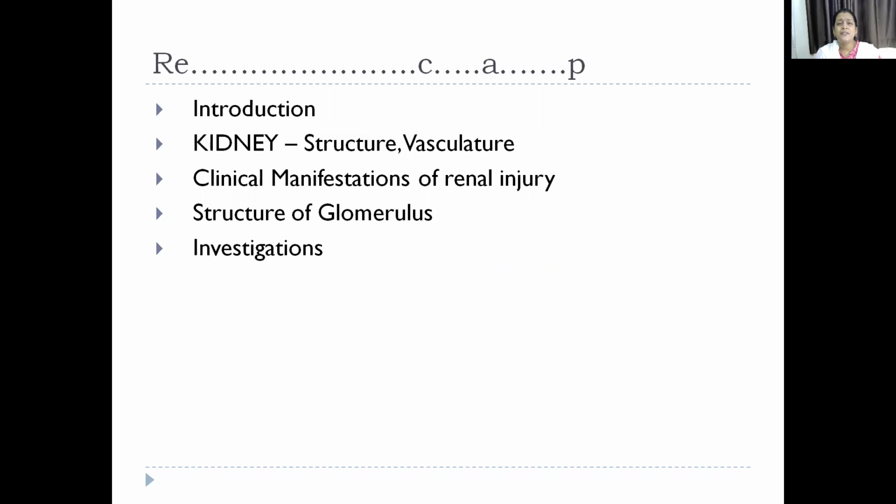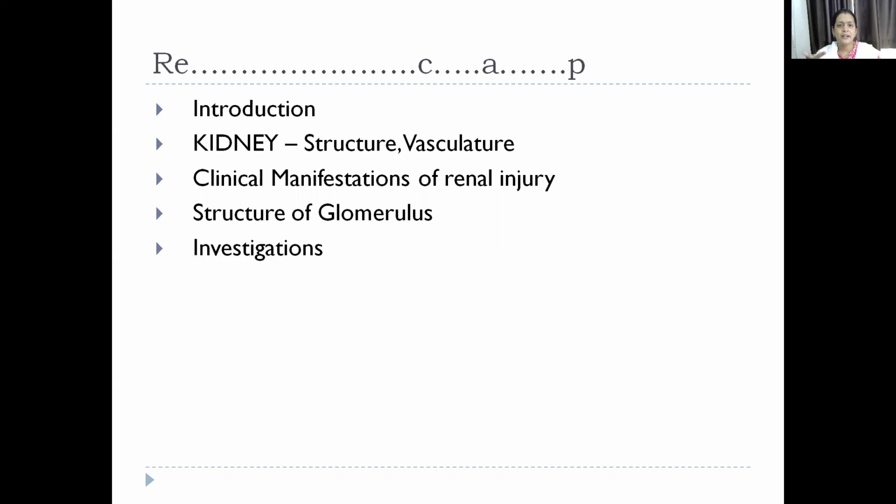So what are the investigations you look for? The investigations you look for are biochemistry. Obviously, you order a blood urea nitrogen. Okay, the blood urea nitrogen is important, and it can be variable in pre-renal, renal, and post-renal causes, right?